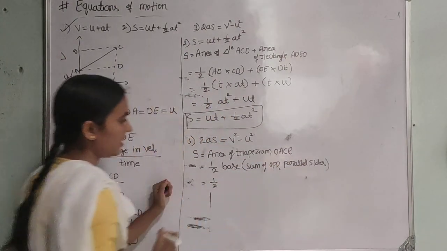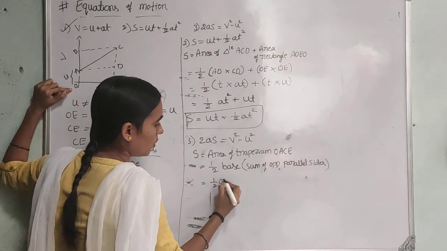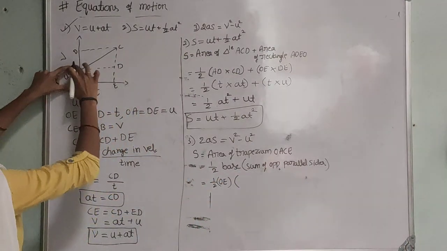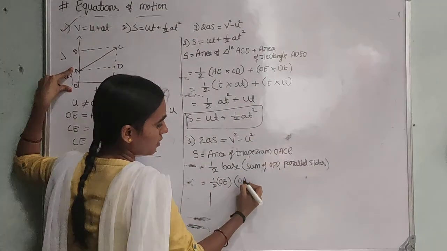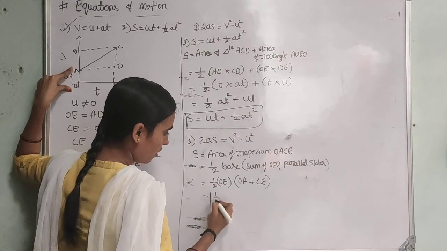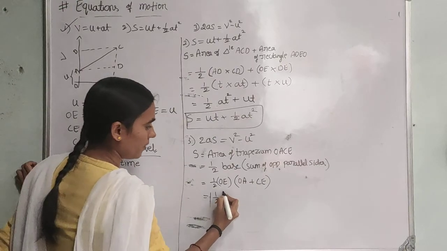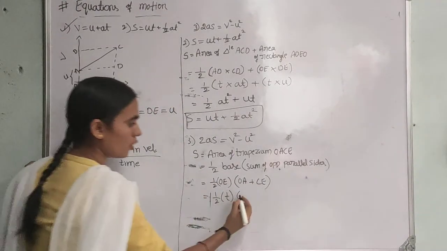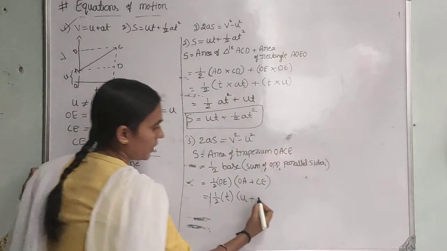So half as it is, base. So what is the base? OE is the base. Then sum of opposite parallel sides. So OA and CE are the opposite parallel sides, OA plus CE. So what is the value of OE? Value of OE is T. Then what is the value of OA? U. Plus CE. CE is V.